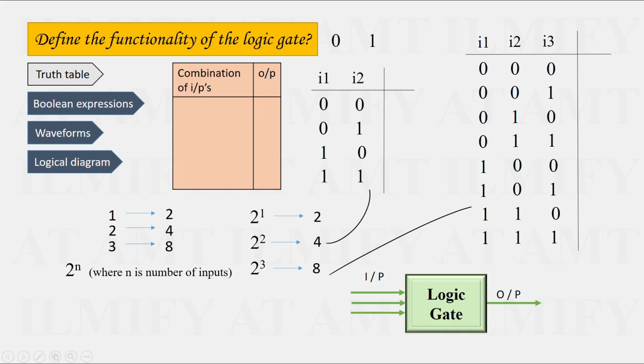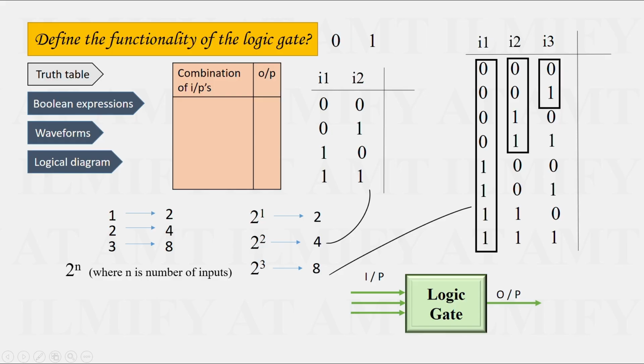As for the combinations itself, the first input to the right will be alternate 0 and 1. The next input will be double of that, 2 zeros and 2 ones. The third input will be double of second, 4 zeros and 4 ones. Guess what the fourth input will be? It's 8 zeros and 8 ones. Easy, right? Next we have Boolean expression.